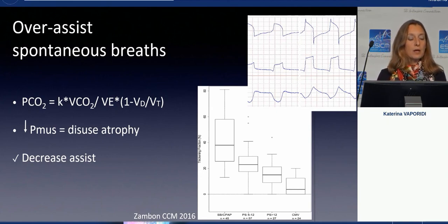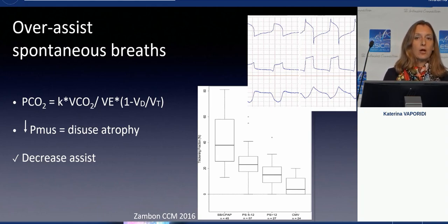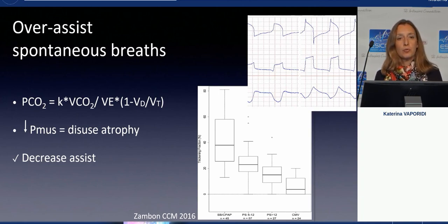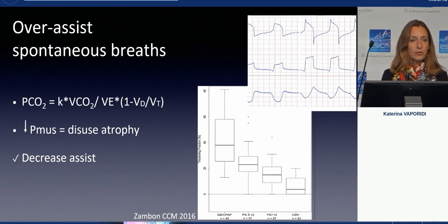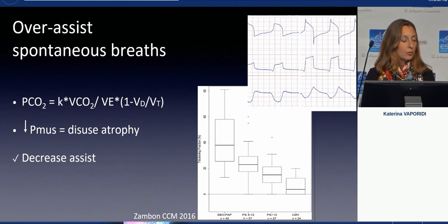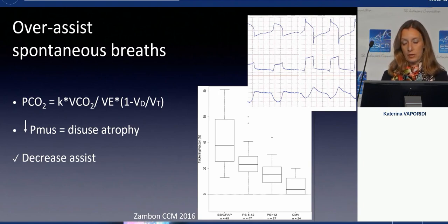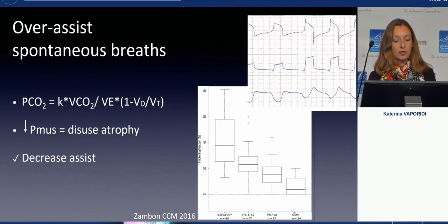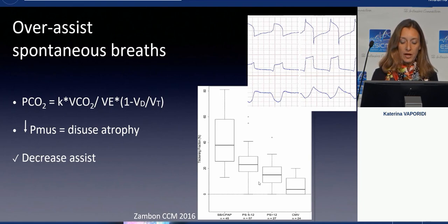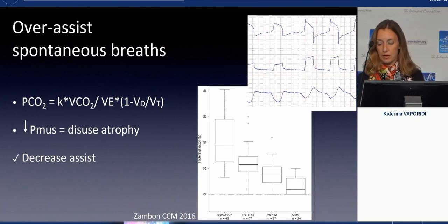How can this happen? Because with pressure support and assist volume, we can provide adequate ventilation to satisfy the brain demands in terms of PCO2, so the brain says I don't need more ventilation, so I don't need to make my muscles work. So there's no drive. And so we can have muscle atrophy and weakness. As nicely shown here, controlled ventilation impairs diaphragm thickening fraction, but so does high assist, much more than unassisted breathing. What to do about it? Again, consider decreasing assist.